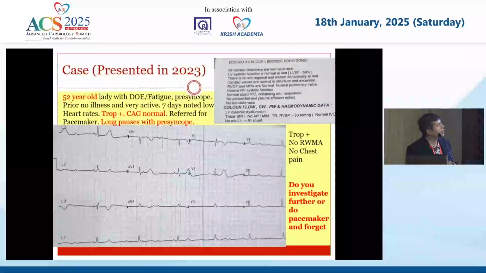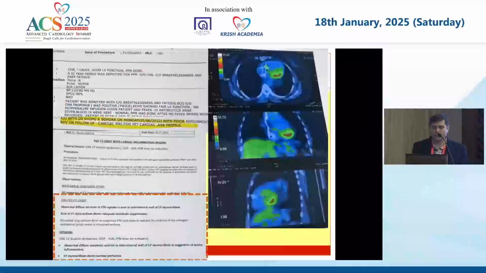And that too with TROP positive and angiogram being normal. So something wrong has to be there, and that wrong has to be seen. But if a patient has long pauses with pre-syncope, our reflex is to put in a pacemaker. So we did see the echo. We saw that there was no RWMA, no chest pain, and we did put in a pacemaker.